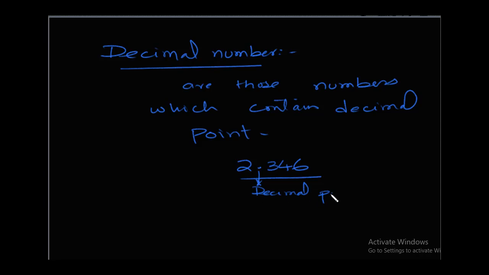This is a decimal point. So the numbers which contain a decimal point are called decimal numbers, and as I have marked a point, that point is called the decimal point. Now I will discuss the multiplication and division of a decimal number with 10, 100 and 1000.